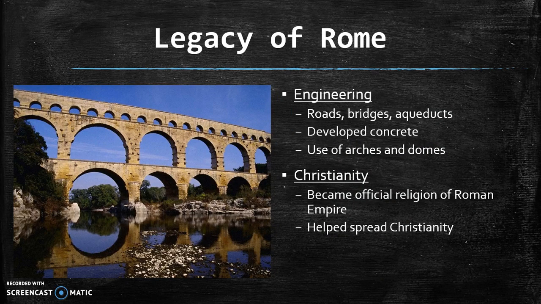The Romans were very talented engineers. They built many roads, bridges, and aqueducts. They also developed concrete, which is still widely used today, and the use of arches and domes can still be seen in our modern architecture too. Christianity became the official religion of the Roman Empire, and by becoming the official religion of the Roman Empire, it helped spread Christianity to different parts of the world. We will also talk about how Christianity takes off during the Middle Ages.